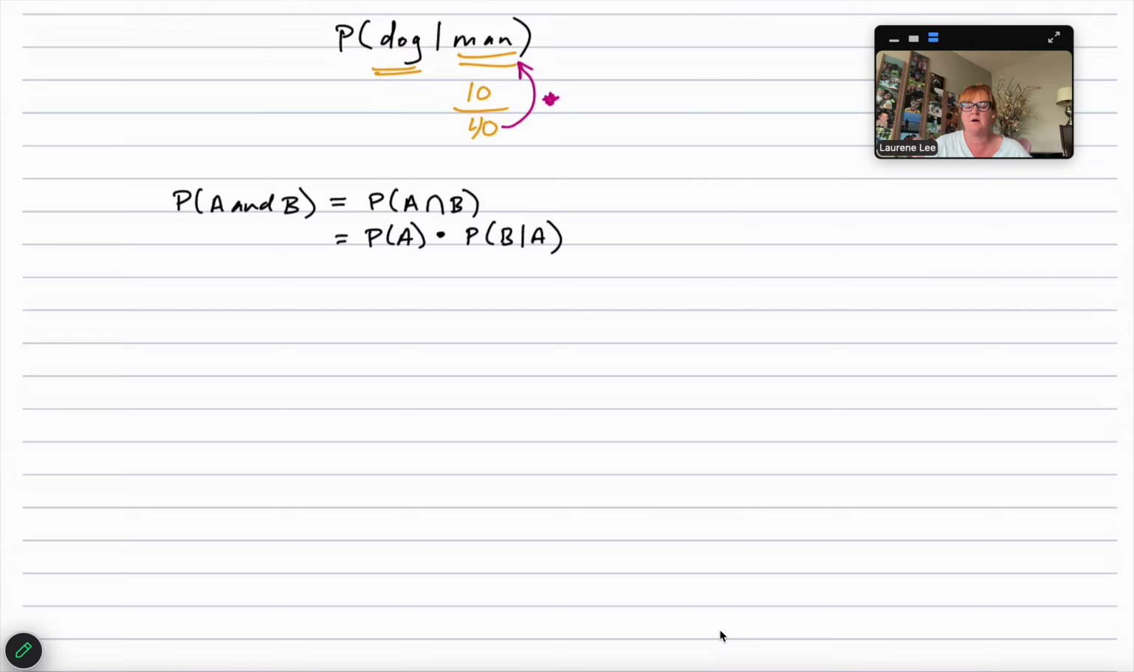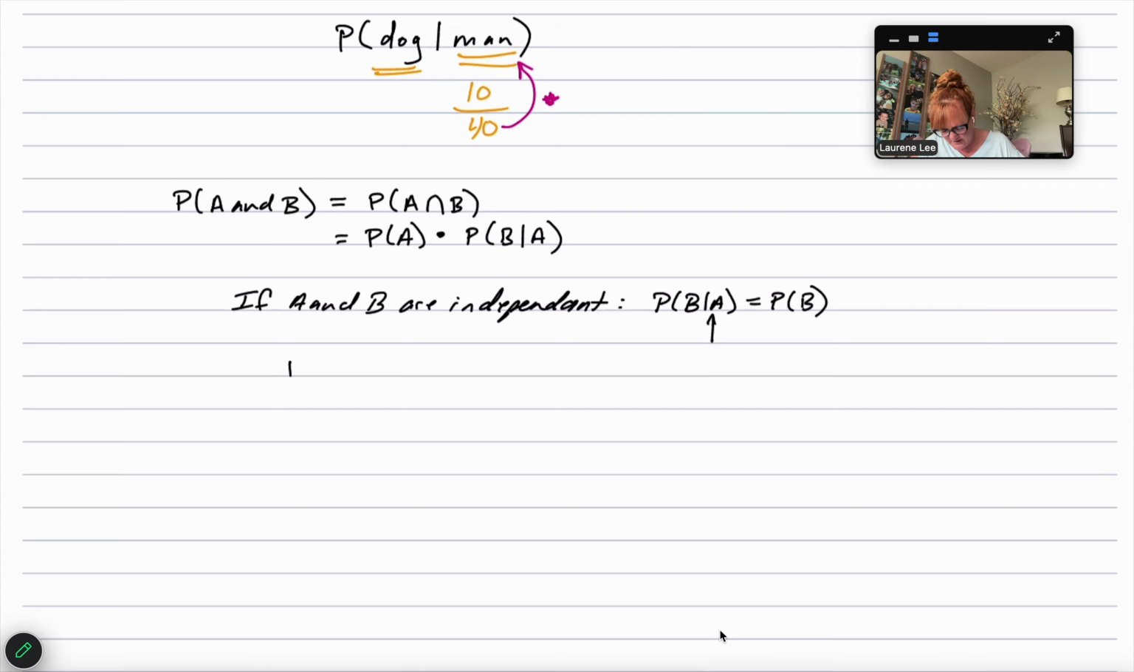Now, let's tie these all together. Why do we care about independent and dependent? Because if A and B are independent, so they don't influence each other, then the probability of B given A is just the probability of B. Because B doesn't depend on A. So this A restriction doesn't actually restrict B. So let's do an example.